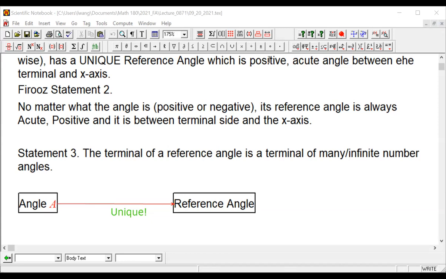How about the other way around? If you have a reference angle, how many angles could you possibly have? You could have as many as you want, right? Do you guys follow me? Otherwise, we'll go back to the picture. Yes, we can have infinitely many angles. Do you guys see that?